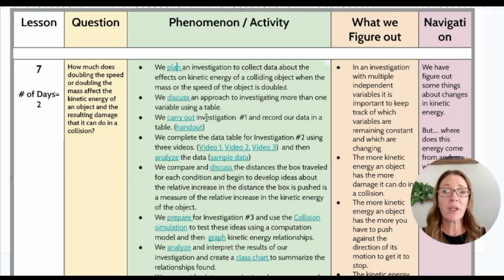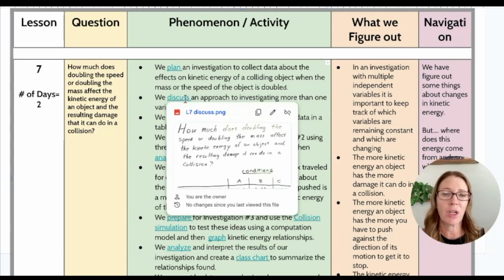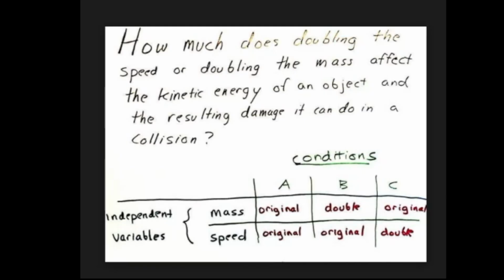Okay, so then we're going to discuss an approach to investigating more than one variable at a time, because up until this point, we've been really clear that we're only going to have one independent variable that we test at a time. But we want to look at doubling the speed and doubling the mass. So how do we do that? Here's a little discussion that will happen around 3 different conditions. This is found in the teacher guidance.